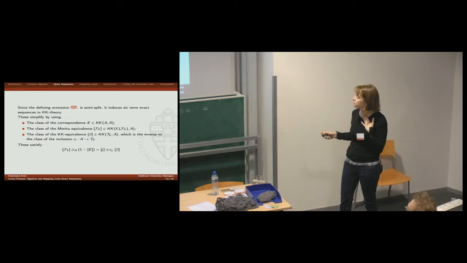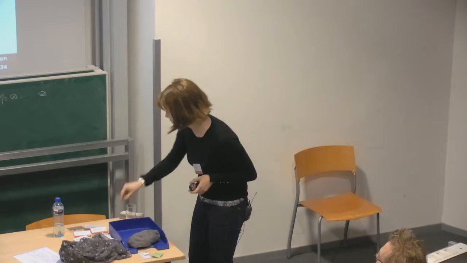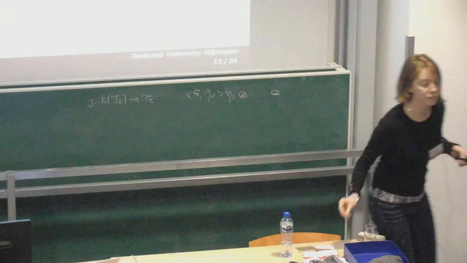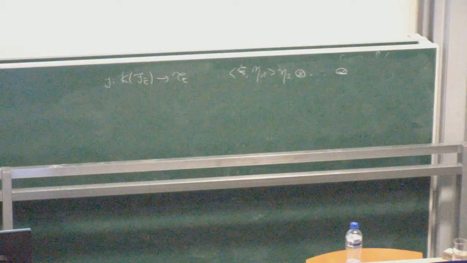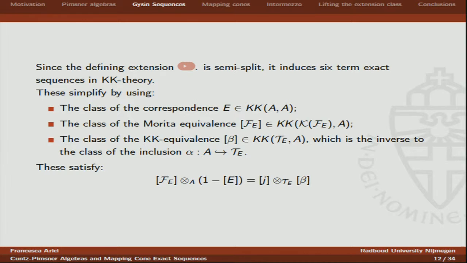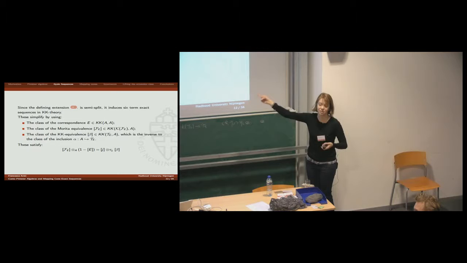So this class satisfies this condition, where J is the inclusion of the compacts into the Toeplitz algebra, and they satisfy these compatibility conditions with the Kasparov product. If we use this compatibility condition, then the exact sequence will simplify a lot. What Pimsner proved is that the inclusion is a KK equivalence, and we denote by beta its inverse. Maybe I went too fast. Beta is the inverse of this KK equivalence.